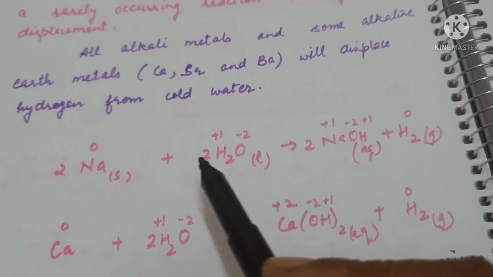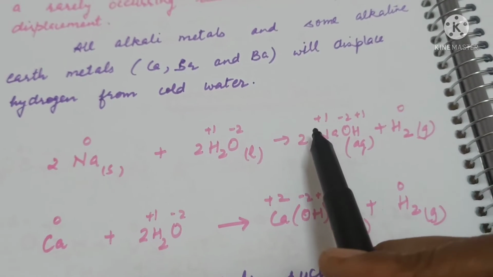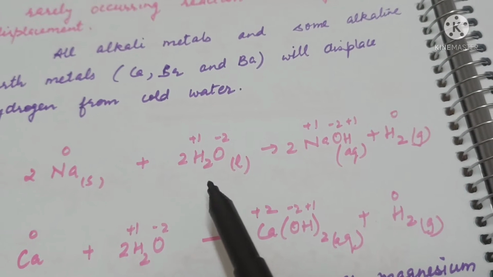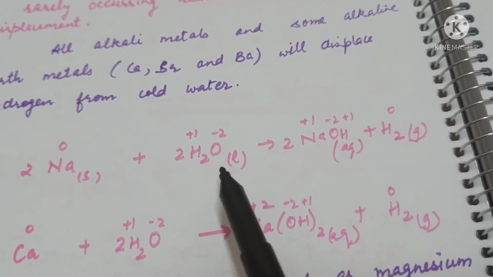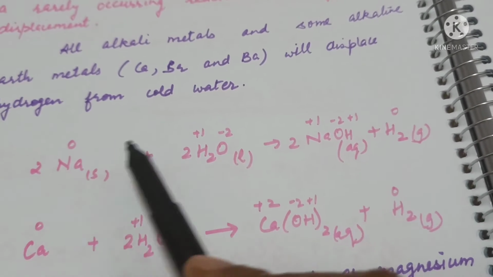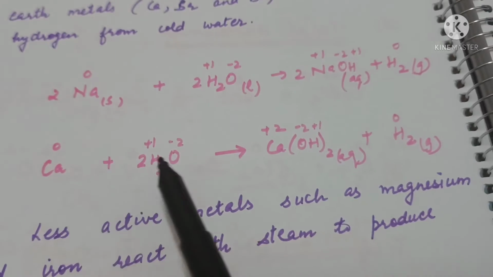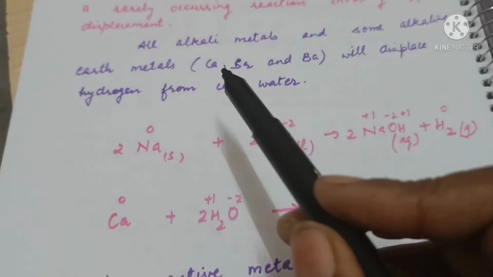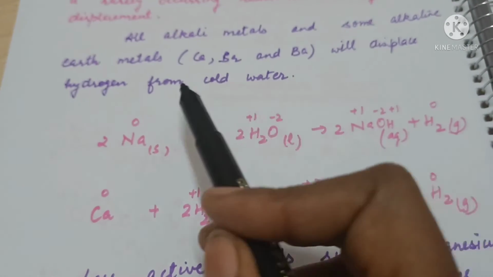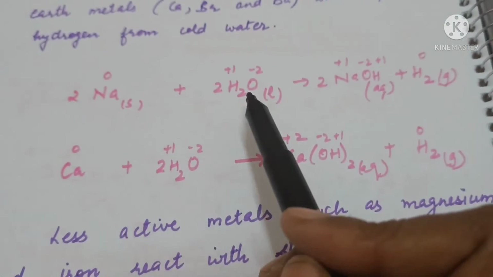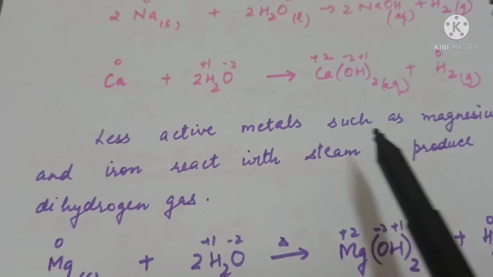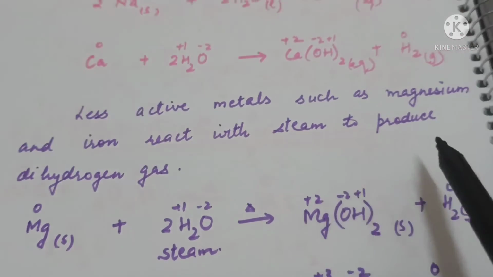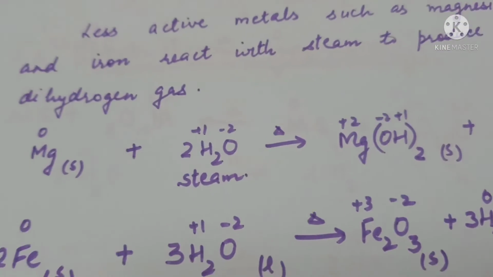This is a redox reaction also because sodium undergoes an increase in oxidation number, whereas hydrogen undergoes a decrease in oxidation number. Hydrogen gets reduced, sodium gets oxidized. Similarly, calcium will displace hydrogen to form calcium hydroxide. Now, active metals, alkali metals and alkaline earth metals displace hydrogen from cold water. Less active metals such as magnesium and iron will react with steam rather than cold water to produce dihydrogen gas.